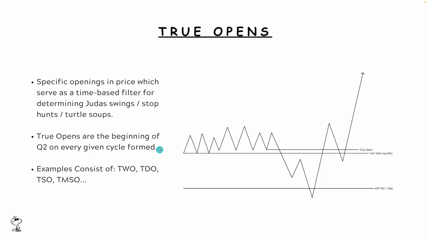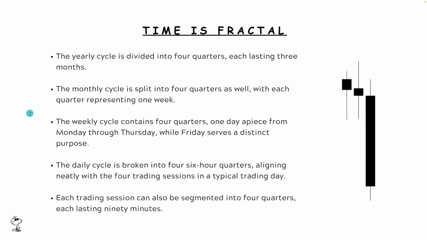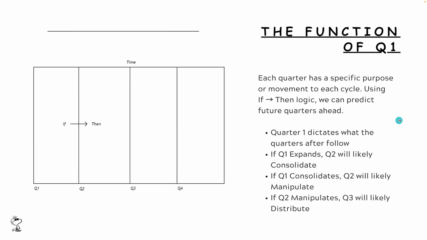So whether you're talking about a higher time frame weekly cycle, daily cycle, or 90-minute cycle, every single one of those cycles is going to consist of 4 quarters, right? We can reference back here. Every single cycle is going to consist of 4 quarters, and each of those quarters is going to be fractal.